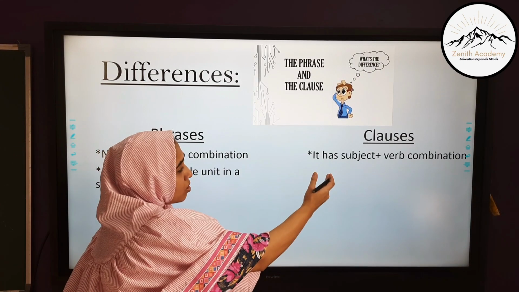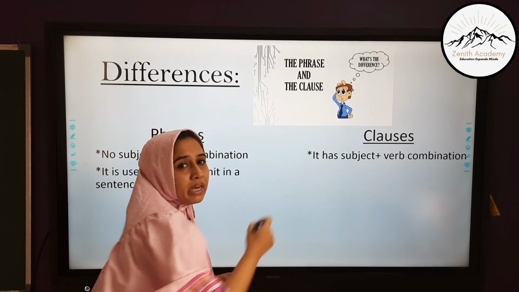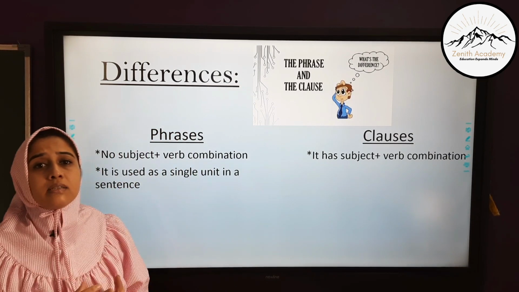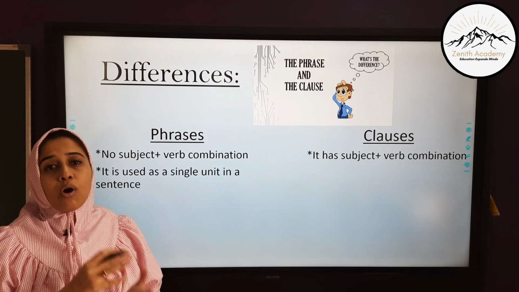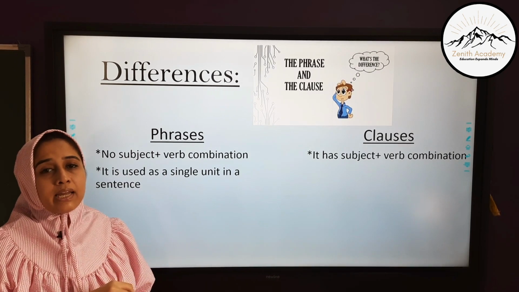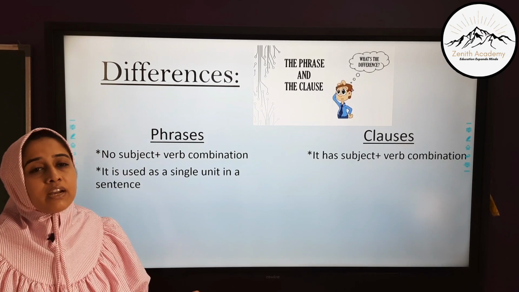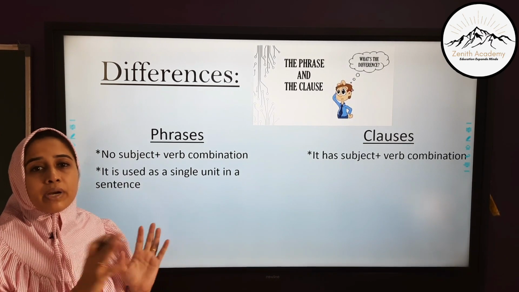Whereas a clause has a subject-verb combination. Subject is a noun, a person, a thing on which a particular verb is acting, and a verb is an action word which conveys a certain action happening in the particular sentence.